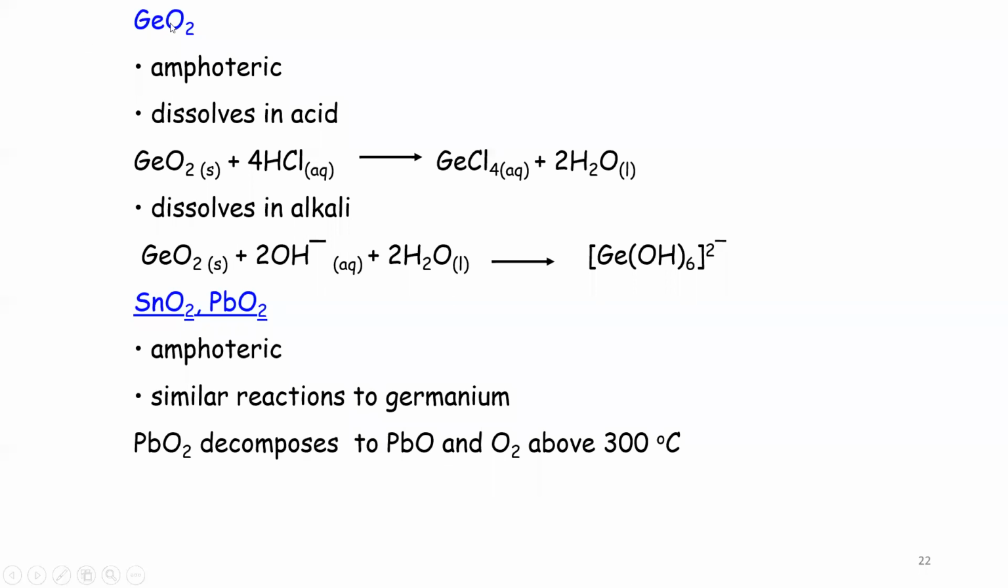Your germanium and your tin, their oxides are amphoteric. Mind you, I told you your germanium is a metalloid, and your tin is a metal. But their oxides are amphoteric. So your germanium oxide, your tin oxide, and your lead oxide, they are all amphoteric. And because they're amphoteric, what it means is that they can dissolve both in acid and in a base.